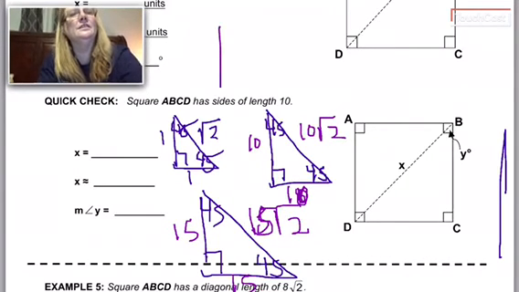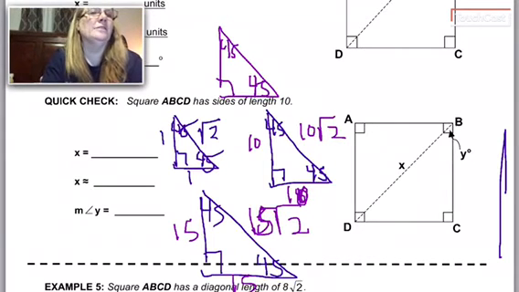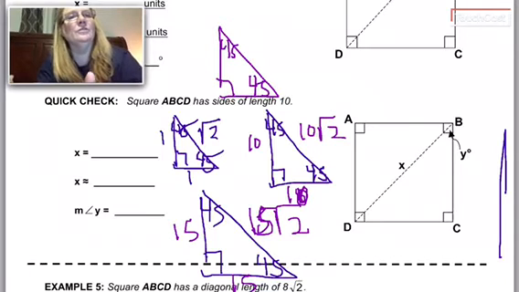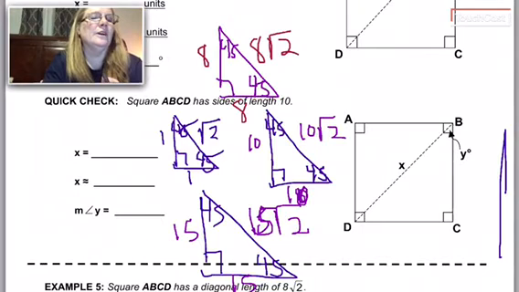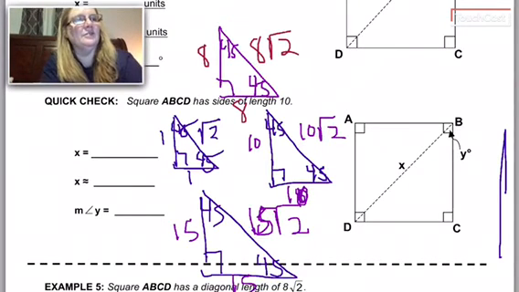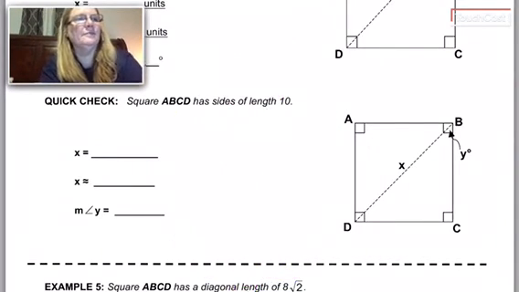So again, if you have a right triangle where the other two angles are 45, you're going to see this pattern. Say the side length was 8 and this was 8. The length here is going to be 8 times the square root of 2. All right, let's look at example 5. Slightly different, I think.